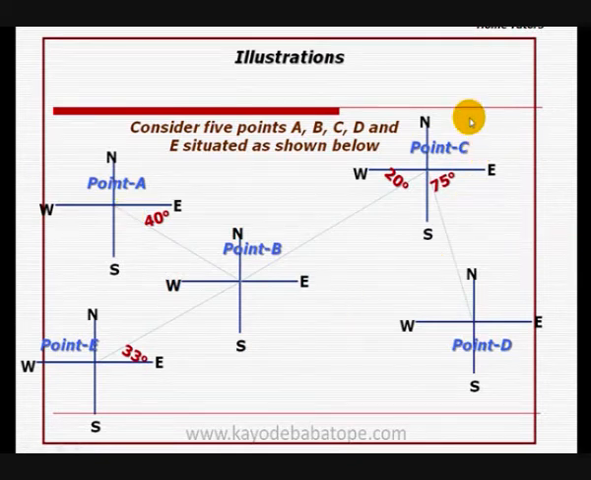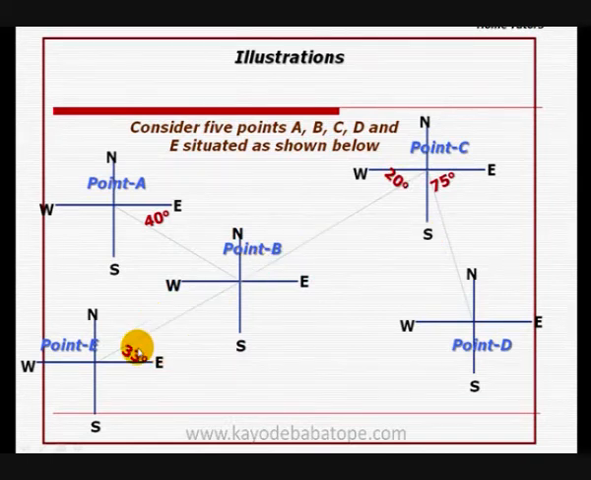Also, considering point C and point B, point B is on a bearing of west 20 degrees south of point C. That is, you have to start from the west of point C and move 20 degrees towards its south in order to get to the line that is joining point C and point B. So point B is west 20 degrees south of point C.